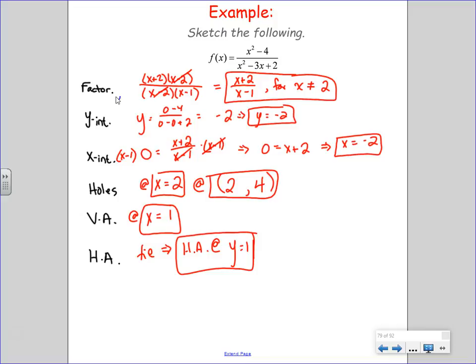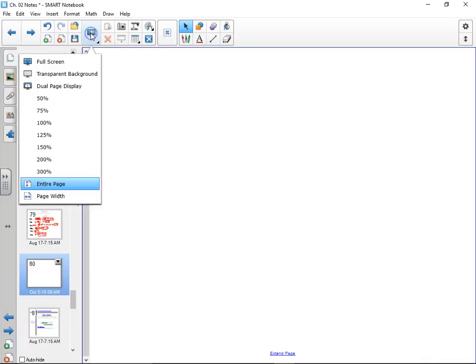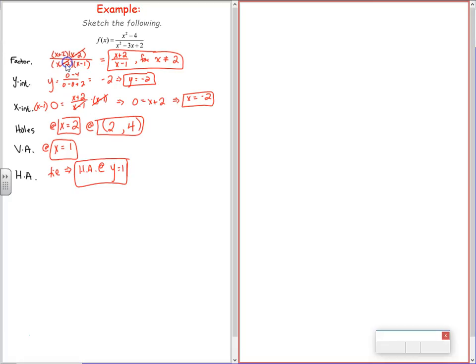No, you guys didn't need to sketch. We're going to go ahead and work together to sketch. You ready? Let's go ahead and take both of these pages. Let's see if we can put everything together.